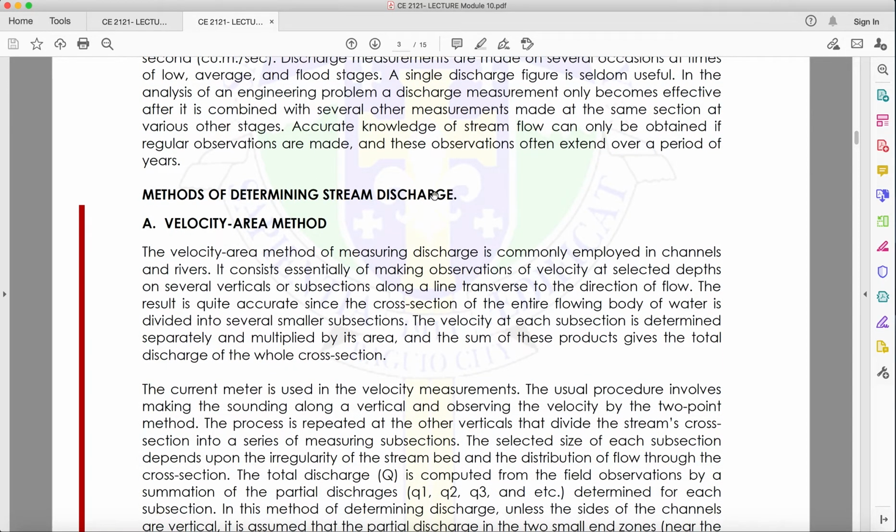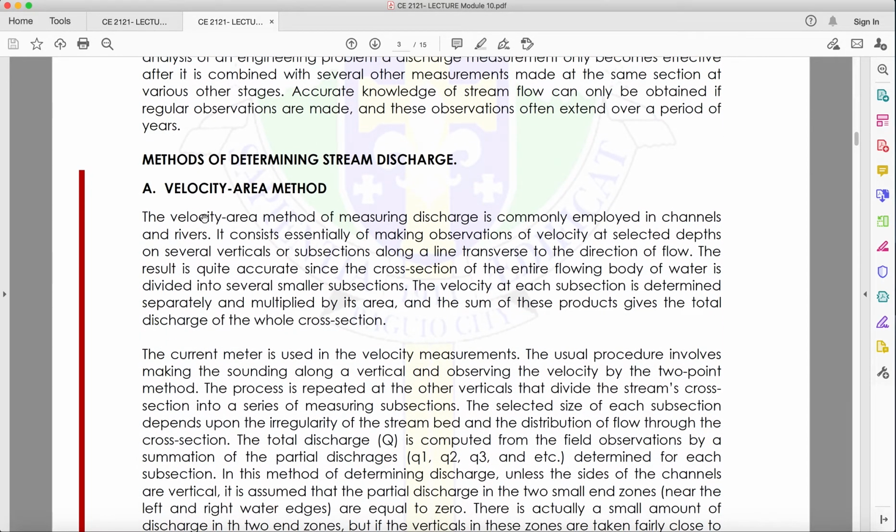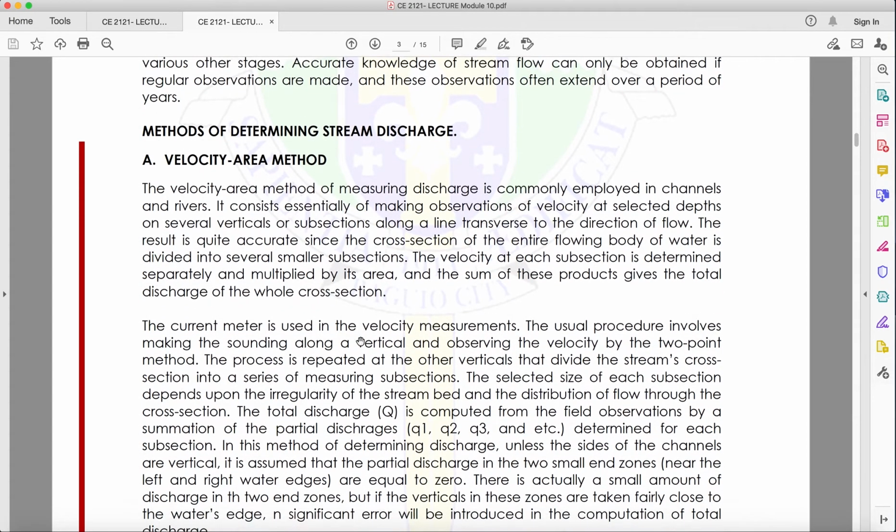So methods of determining stream discharge. Letter A, you have the velocity area method. The velocity area method of measuring discharge is commonly employed in channels and rivers. It consists essentially of making observations of velocity at selected depths on several verticals and subsections along a line transverse to the direction of flow. The result is quite accurate since the cross-section of the entire flowing body of water is divided into several smaller subsections. The velocity at each subsection is determined separately and multiplied by its area, and the sum of this product gives us the total discharge of the whole cross-section.